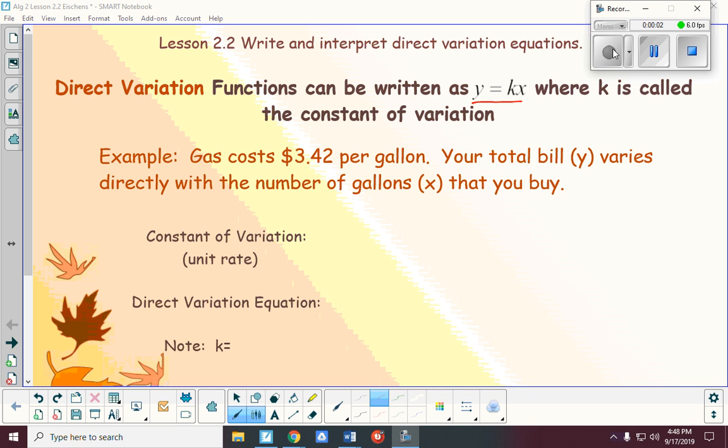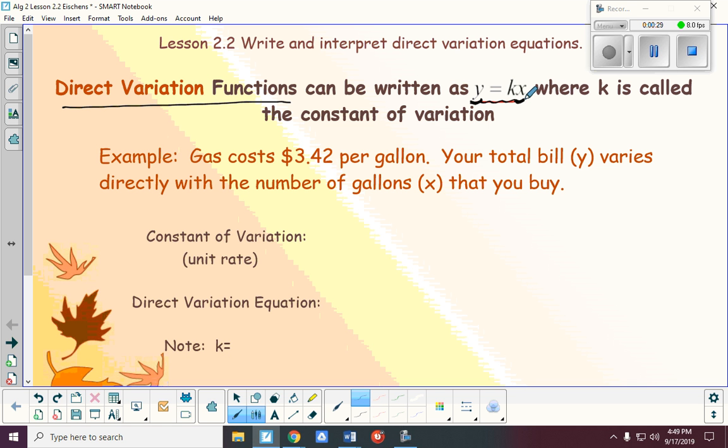Today we're going to be looking at direct variation. A direct variation function can be written as y equals kx, where k refers to the constant of variation. With a direct variation function, one variable is directly affected by the other variable. So here's an example of a direct variation function.